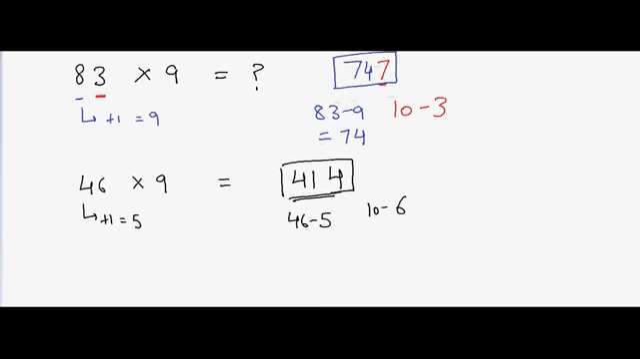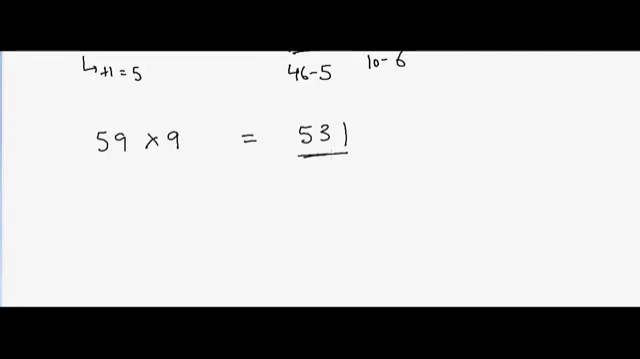Now let's try it faster for some other number. Suppose I have 59 and I want to multiply by 9. In that case 10 minus 9 is 1, so the last digit is 1, and then 5 plus 1 is 6. 59 minus 6 is 53, so 531. That will be my answer. So you can see that I can do the calculation very fast.